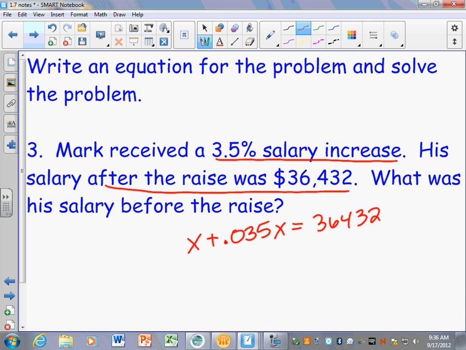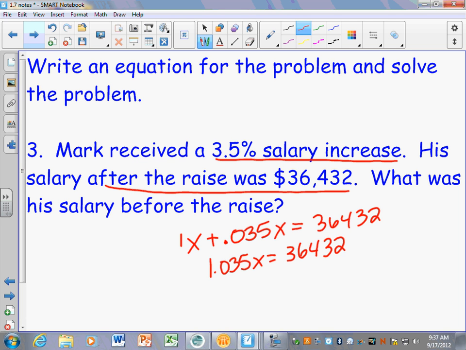Just like the last one, you can put these two together, right? If you're decreasing your salary, it's going to be less than what it started with. It's going to be less than that 100%. If you're increasing it, you're going to have more than what you started with. You're going to have 1.035x equals 36,432. That's what I'm looking for, the equation that matches the problem.